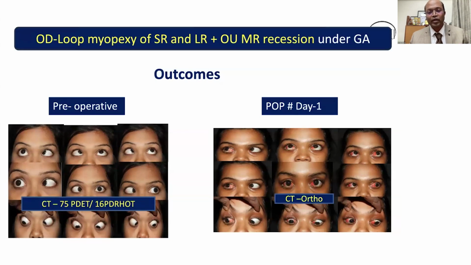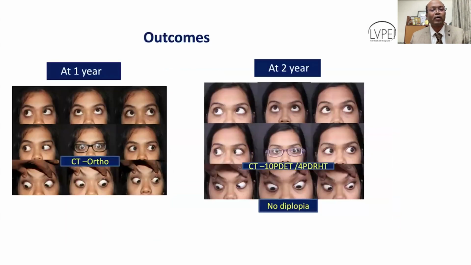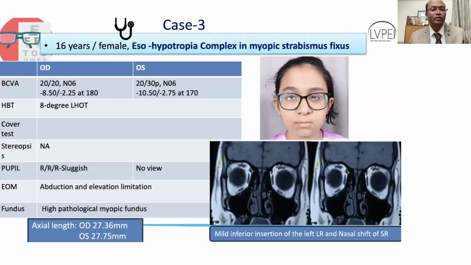This particular patient I followed for quite long, almost 1 year. You can appreciate she was ortho. At 2 years, there was a pretty small amount of residual esotropia, and probably the loop was overacting. There was 4 prism diopters of RHT. However, the patient never had diplopia. Possibly she was fusing very well, even with this 4 prism diopters of RHT.